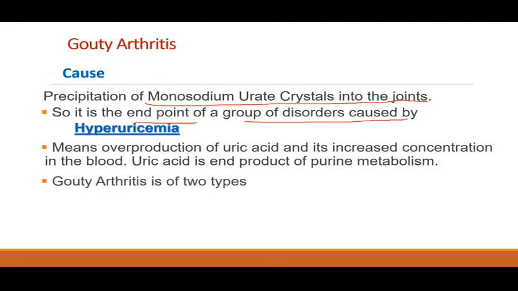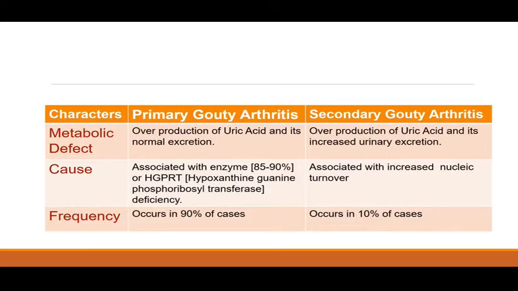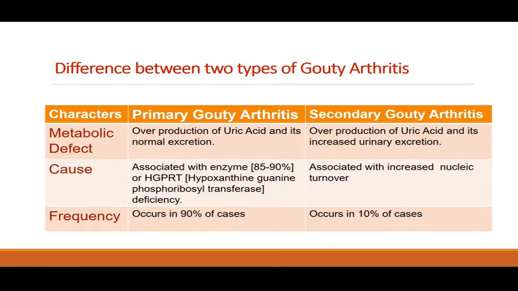Gouty arthritis is of two types on the basis of their cause and their clinical effects: primary gouty arthritis and secondary gouty arthritis. Let us see the difference between the two types of gouty arthritis. As far as metabolic defects are concerned, in case of primary gouty arthritis, there is overproduction of uric acid and its normal excretion. But in case of secondary gouty arthritis, there is overproduction of uric acid and its increased urinary excretion also.